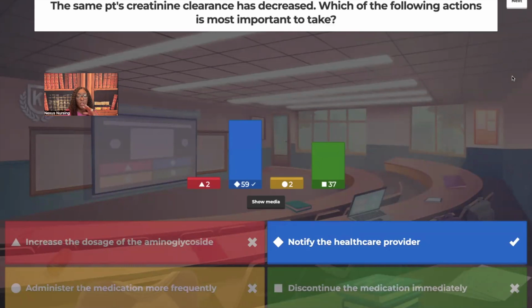The right answer, you're going to notify the healthcare provider, because I just told you when it comes to aminoglycosides, the two biggest concerns are ototoxicity, their hearing, and nephrotoxicity, the kidneys, right? So we know we're going to be concerned about these two things, and then you look at creatinine clearance and it's gone down, what do we suspect is happening? Nephrotoxicity. You better notify the healthcare provider.